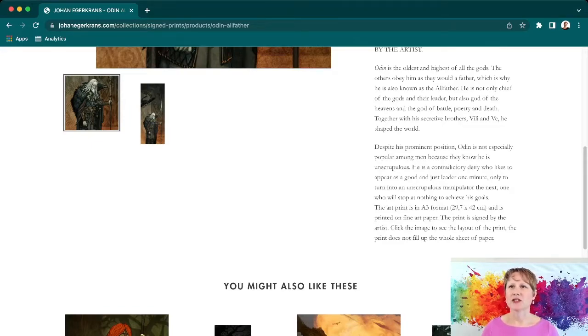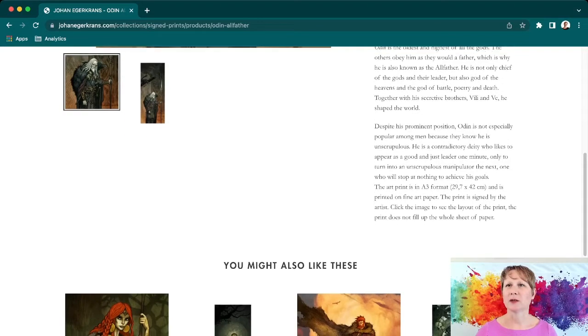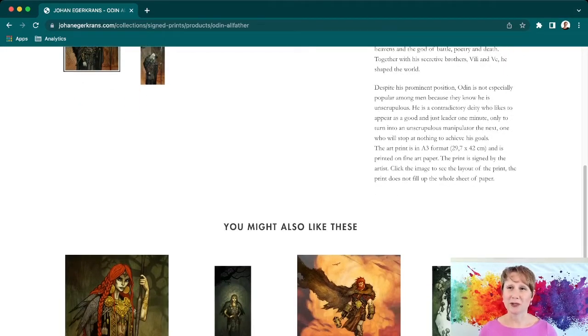Despite his prominent position, Odin is not especially popular among men because they know he is unscrupulous. He is a contradictory deity who likes to appear as a good and just leader one minute, only to turn to an unscrupulous manipulator the next, one who will stop at nothing to achieve his goals. So, really interesting, a lot of things there that I didn't know, and it piques my curiosity to learn more about this story.